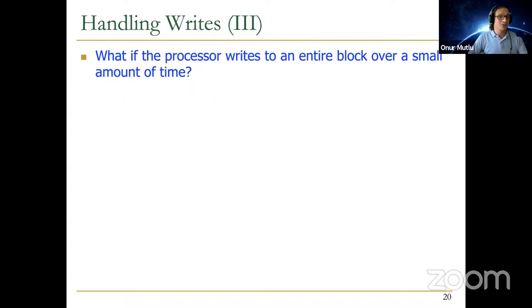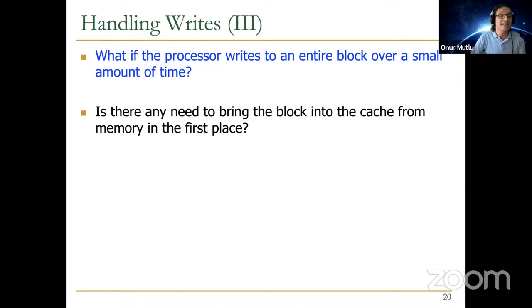Okay, there's another issue in handling writes, and this is going to bring us to a different cache design. What if the processor writes to an entire block over a small amount of time? Then the question is, is there any need to bring the block into the cache from memory in the first place? Imagine a scenario where you have a 64 byte cache block, and you have 64 stores, each writing to one byte. You're going to do a streaming write to the entire cache block. So does it really make sense to bring the data that you're going to overwrite completely? The answer is no, right? Because you're going to completely overwrite this cache block. Why do you need to read it from memory? Why not just allocate the cache block and do a streaming write to the entire cache block? And that's the idea, basically.